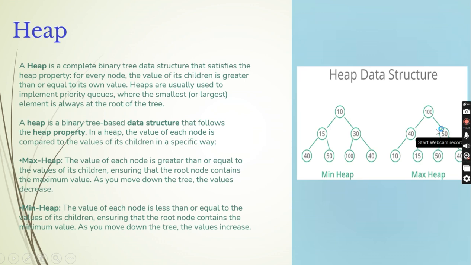So like that. Minimum heap, that is the value of each node is less than or equal to the value of its children. So 10 is less than 15 and 30. The root node contains the minimum value. As we move down, the value increases like this.